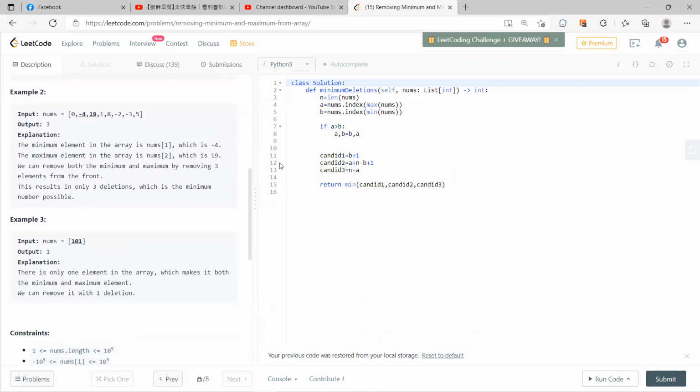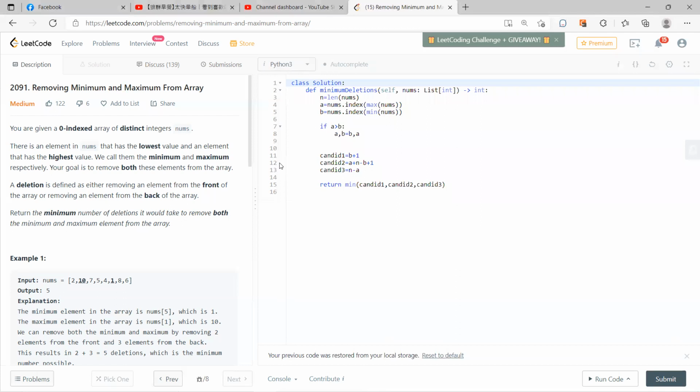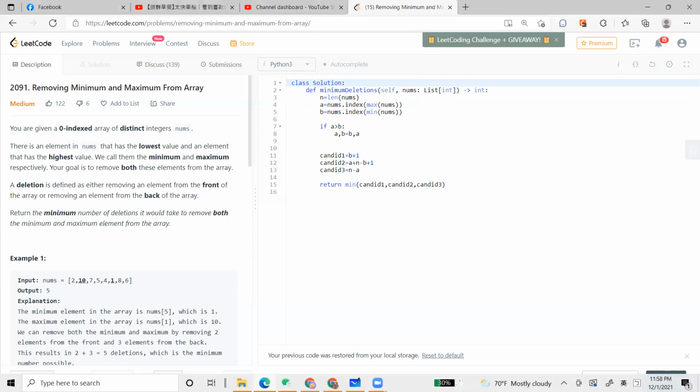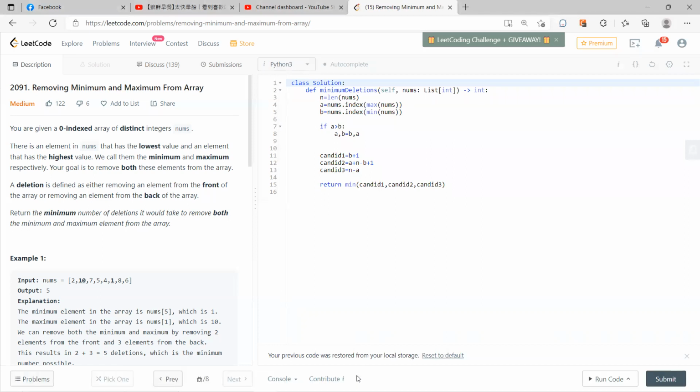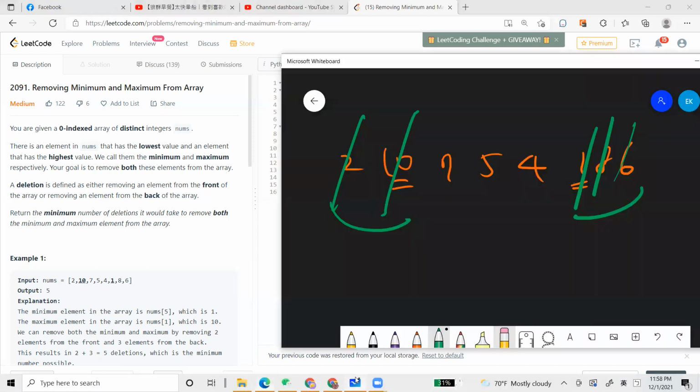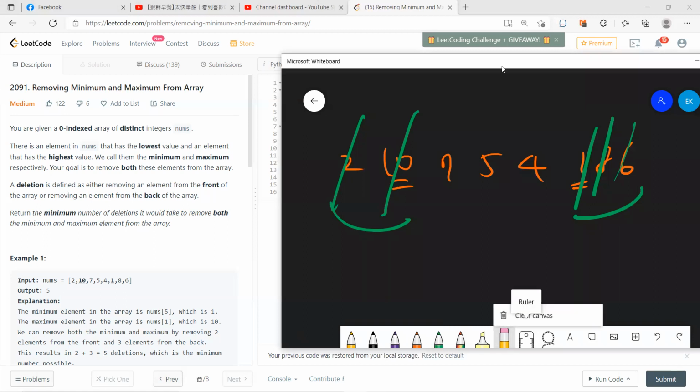For this one, step. Okay, so this problem, I don't know why this is medium. I think this is very trivial, right? So first, you define the length of nums, and then you find the minimum and maximum indices. Okay, so if A is greater than B, then I exchange A and B. My idea is very simple, right?